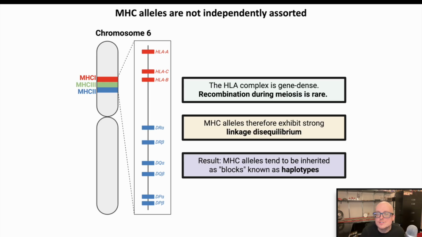And there's some other features of this region of chromosome 6 which make it what we call a cold spot for meiotic recombination. Because recombination is rare, that means that these genes, which are all found next to each other, are linked and tend to be inherited together as a set. And they exhibit something that we call linkage disequilibrium.